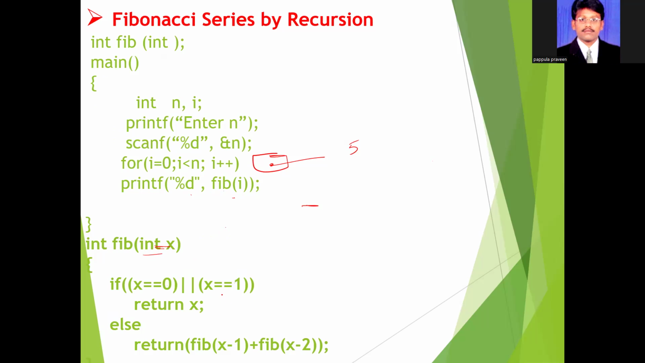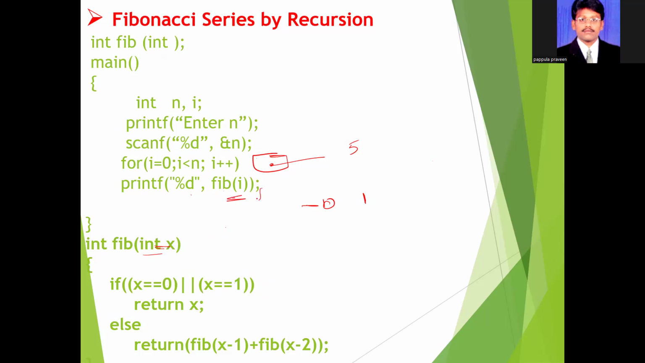Now, first initially, what is the value? Return 0, equal to 0. And the i value is updated, i equal to now 1. Now, return 1. Return 0, 1. 0, 1 is completed. Now, the i value equal to 2.